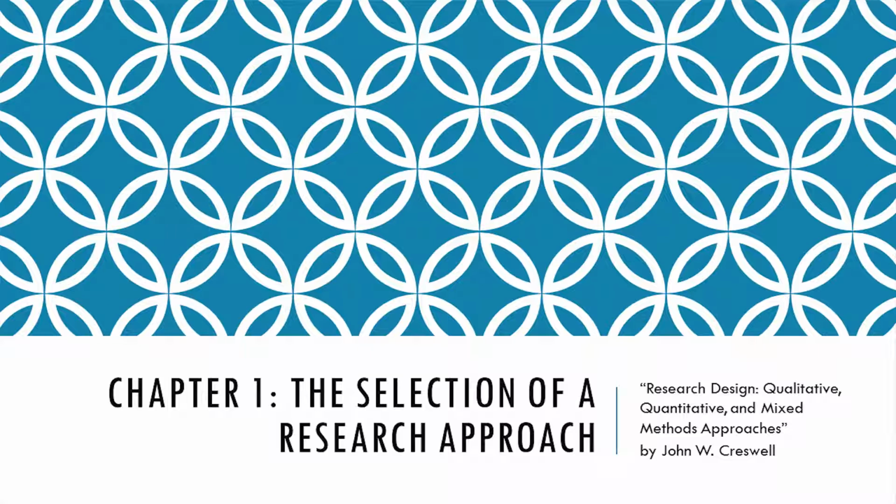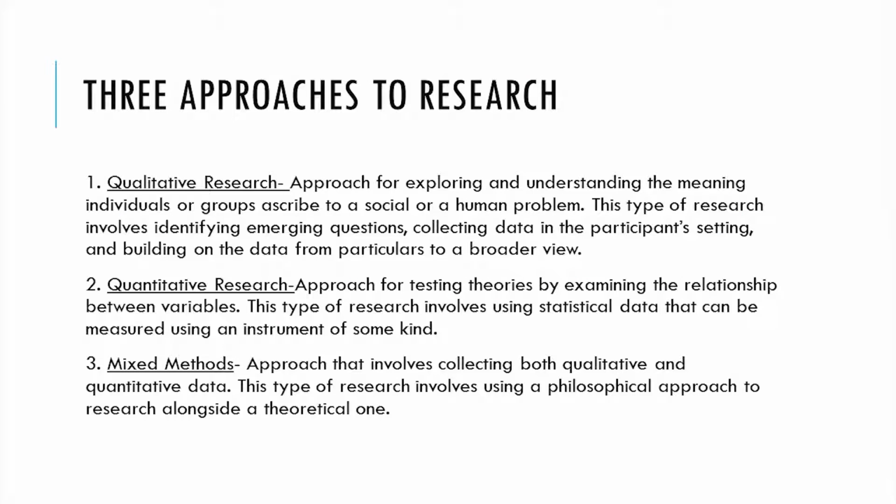When looking at Chapter 1 of your text, the selection of a research approach, we start by identifying the three approaches of research. These include qualitative, quantitative, and mixed methods. Qualitative research is used when you really want to explore and understand individuals or groups of individuals. This requires that the researcher become immersed in the research and seek to really understand the why of the research problem or question. People most commonly think of conducting interviews when they're thinking of qualitative research.